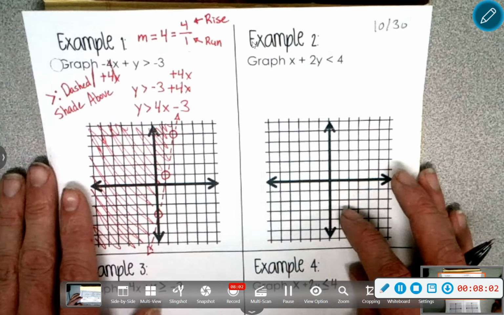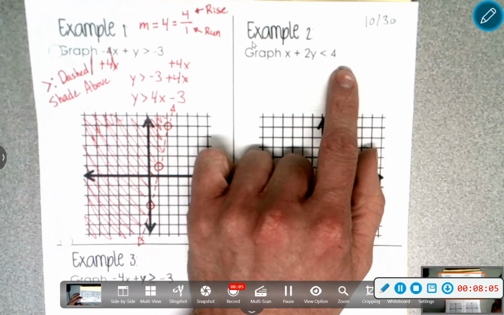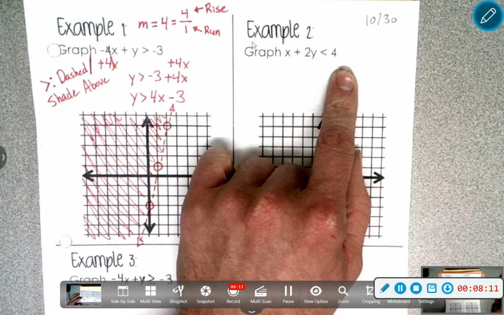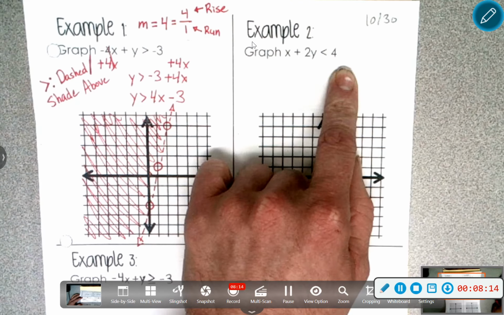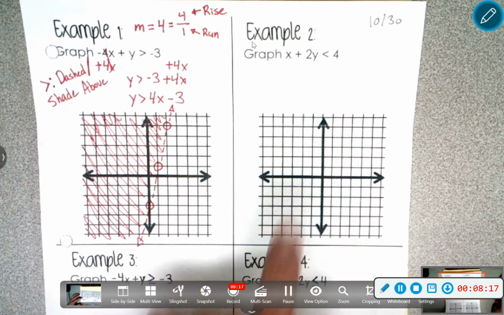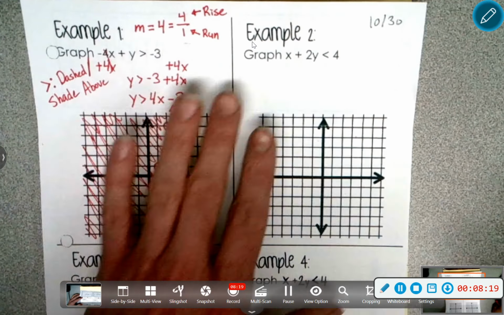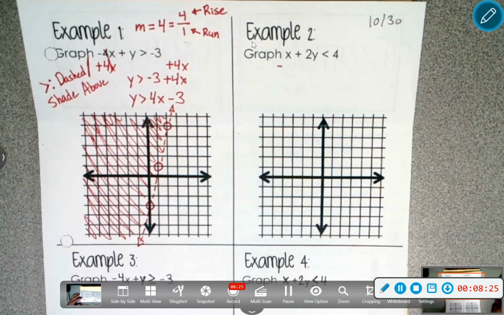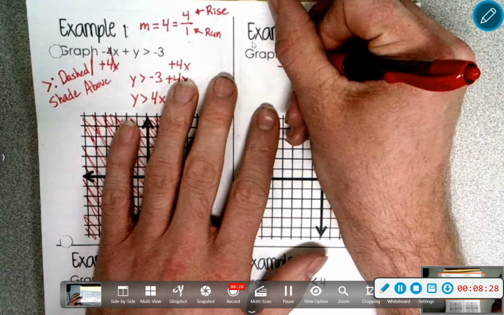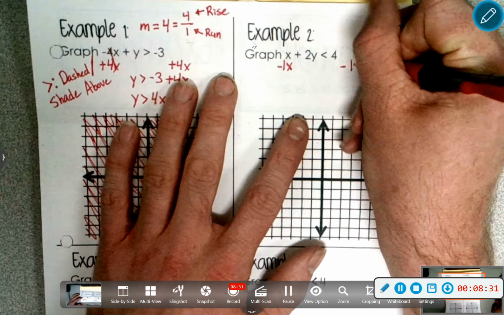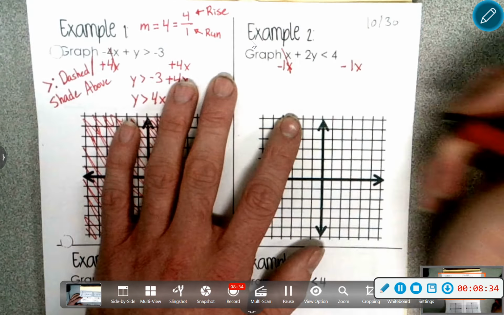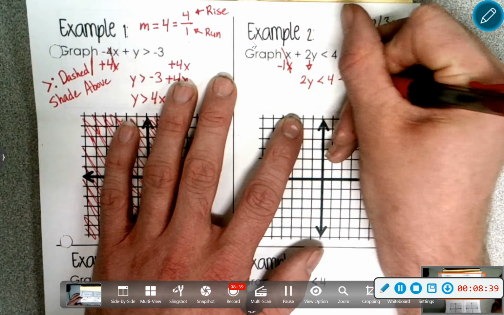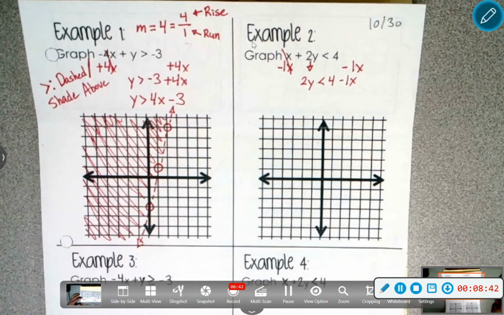Okay. Example number 2. Jocelyn, is this in the right form to graph? No. What do I need to do first? Somebody want to help her? Sarah. You're going to subtract x on both sides. When I subtract x on both sides, in this particular case, I want you to write minus 1x. So we're subtracting 1x on both sides. So it's 2y is less than 4 minus 1x. Perfect.